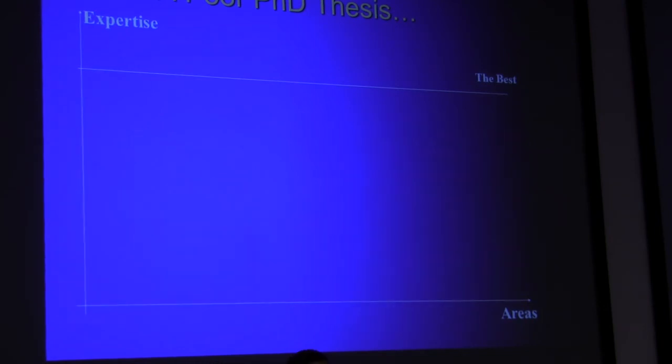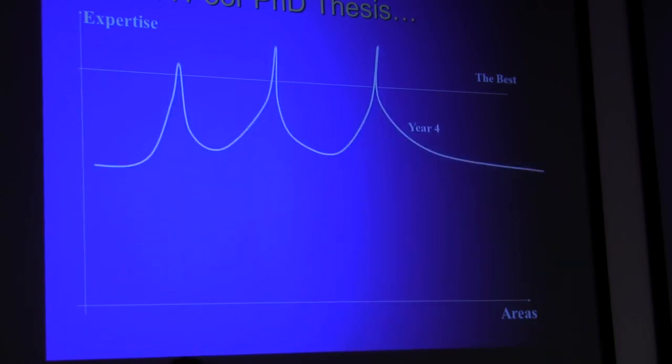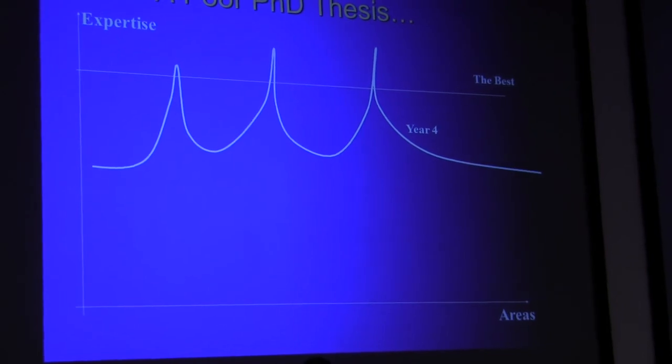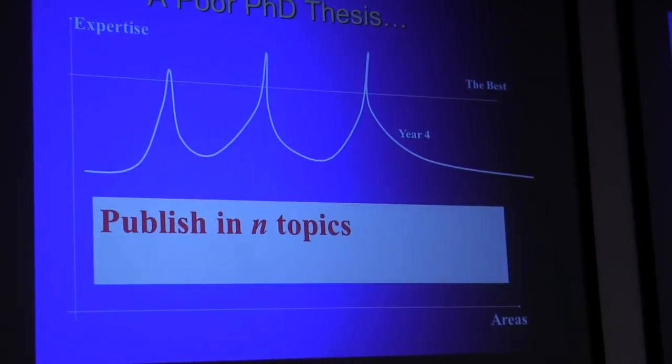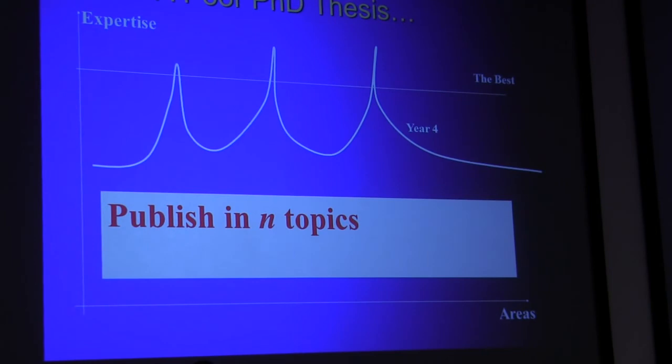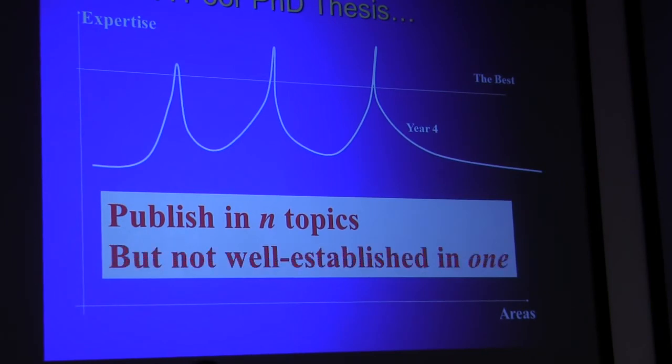There's another poor model of PhD thesis. You spend 4 years, you produce a curve like this. Now you do break the ground, you do publish papers, but you publish in n different topics. The problem of this is that you are not well established in one. We would rather you publish 3 papers in the same topic than publish 3 papers in 3 different topics in your thesis. Okay? So that's very important also to remember.